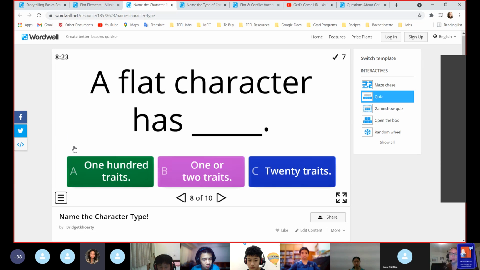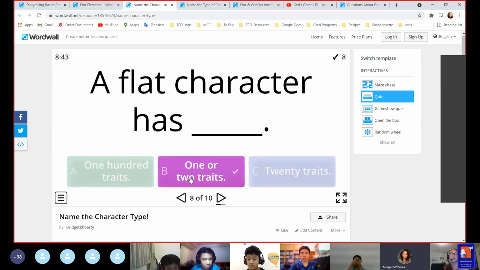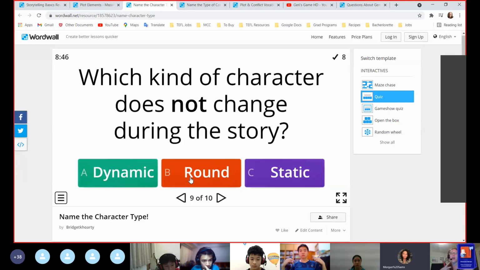Okay, so raise your hand if you think it is 100 traits. No one. All right, how about 1 or 2 traits? Everyone. All right, yes, you would be correct. So yes, round characters are usually the main characters or villains. We see a lot about them. We know a lot of pieces of them. Flat characters are more like our minor characters. They don't really have many traits. We might know 1 or 2 things about them, but not much.